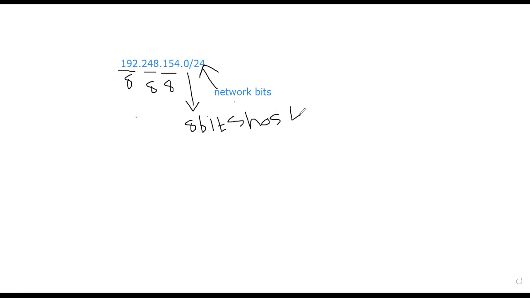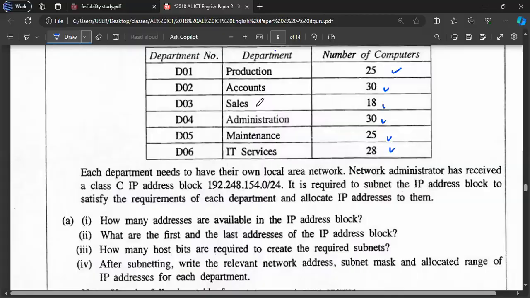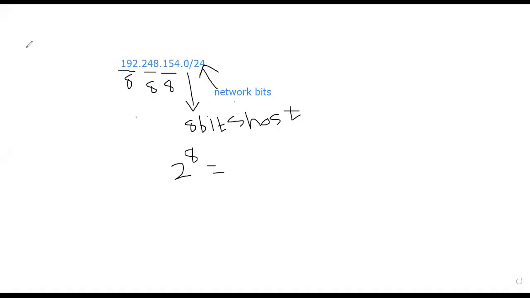If you are going to find the number of IP addresses, what you need to do is calculate 2 to the power of the number of host bits. So here it is 2 to the power 8, which is 256 addresses. That is the answer for the first question: How many addresses are available in the IP address block? 256, that is 2 to the power 8, so 256 addresses.